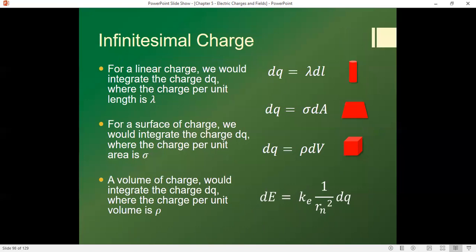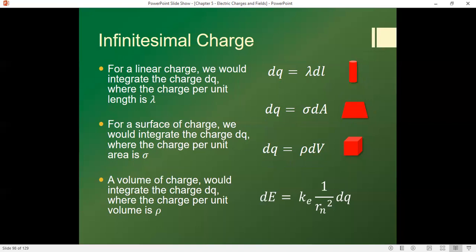Now, we can do this for a linear charge. Let's say we have the length of charge, like in the previous case, where I'm going to break up each individual charge into a little charge called dq, where dq will be some charge per unit length times the infinitesimal length. If I have a two-dimensional object, I can say dq is the charge per unit area, sigma, times the infinitesimal area. And likewise, if I go to 3 dimensions, I can take rho, which is the charge per unit volume, times the infinitesimal volume.